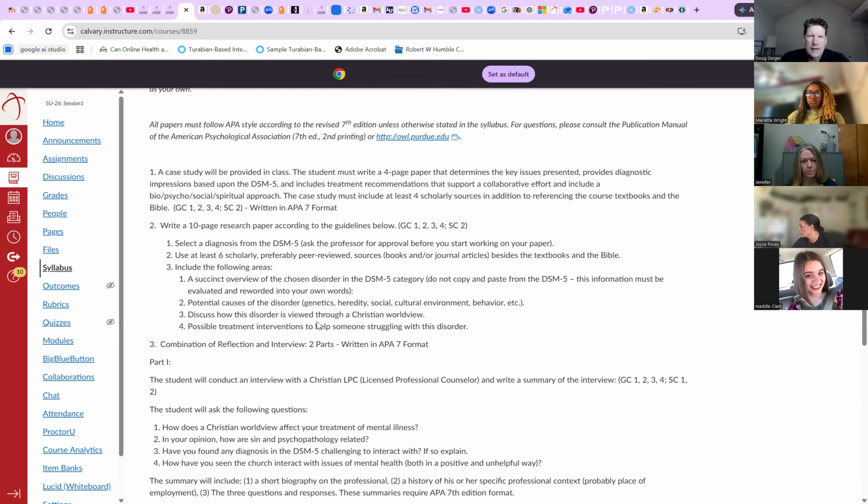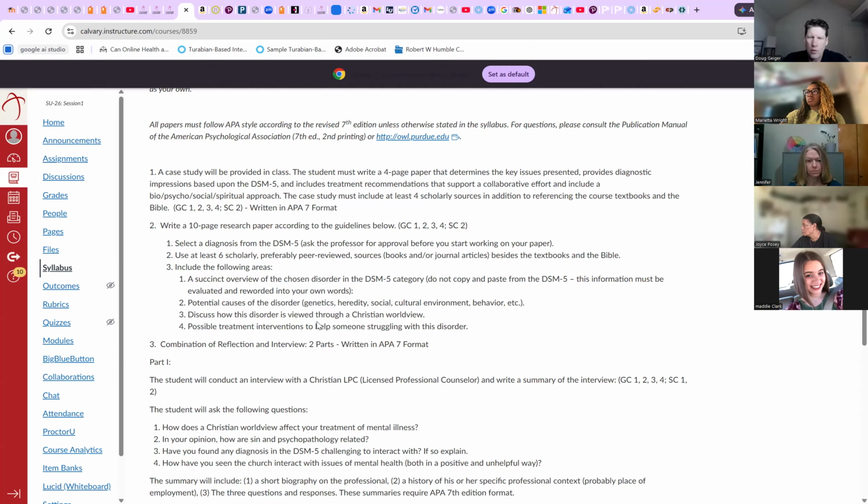So this includes treatment recommendations that support a collaborative effort and include a biopsychosocial spiritual approach. And we'll go through that today, what that looks like. The case study must include at least 4 resources, journals, things like that, could be books. And one of them could be the DSM, right? So if you're getting information out of that.